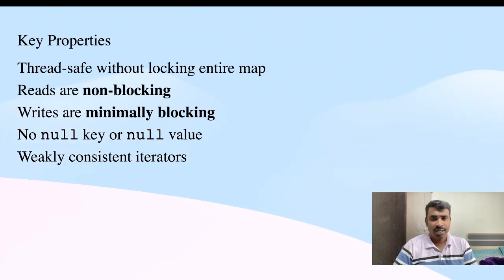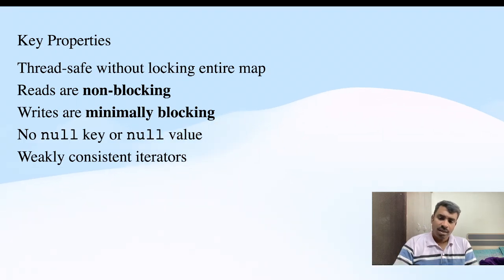So no null key or null value allowed. In hash map it allows one null key and multiple null values, right? But in concurrent hash map it does not allow null key or null value. So weakly consistent iterators. I will show you more details about this.